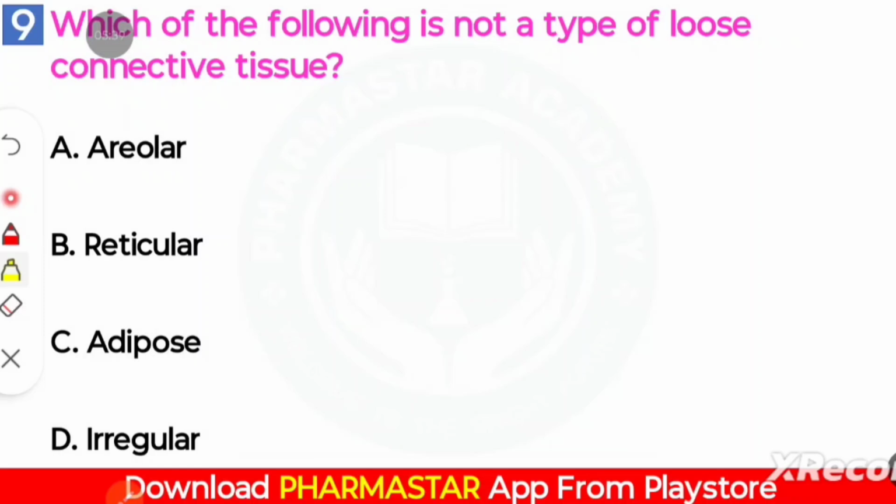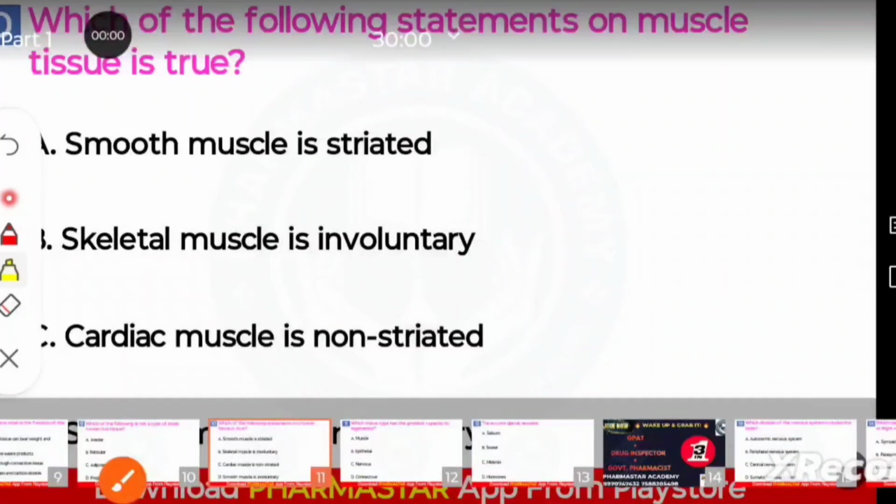D. That is the correct answer. Irregular connective tissue is classified as a type of dense connective tissue, not loose. It contains a high concentration of collagen fibers packed tightly and arranged randomly to provide strength in multiple directions, such as in the dermis of the skin. Option D is the correct answer.